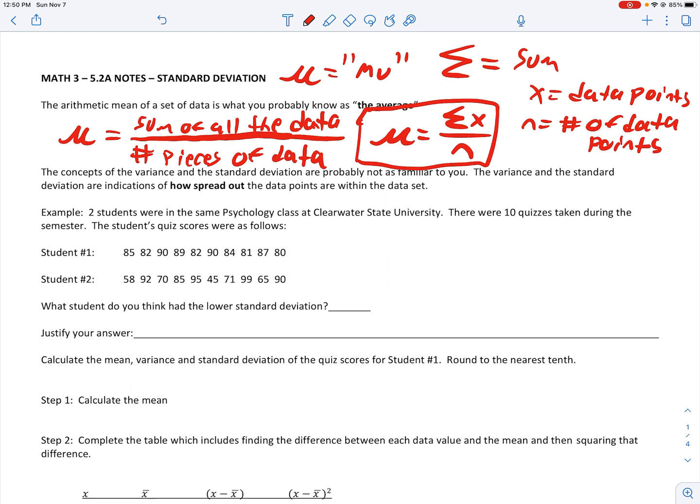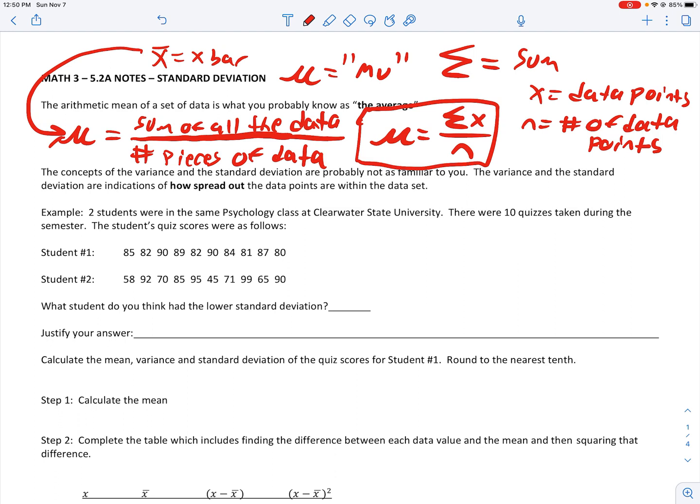You might also see, if you're looking down here, the symbol X bar, with an X and a bar over it. We just call it X bar. That's the same thing as mu. So mu and X bar mean the same thing. They mean the average. You'll see both of those used throughout notes and worksheets. So mu, X bar, same thing, just a different way to write it.